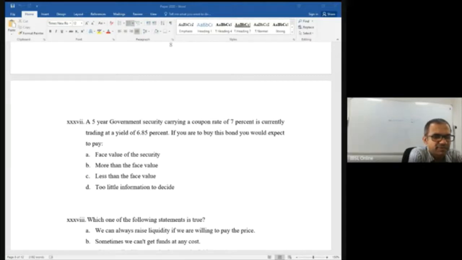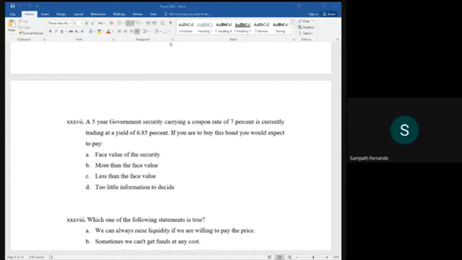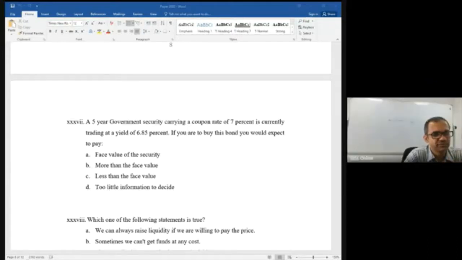It should be the case. So in this case, you pay more than the face value. If you are to buy this bond, you would expect to pay more than the face value. If the yield is higher than the coupon, then it's at a discount. If the yield equals the coupon, it's at par, same as the face value. So there is no need to do any calculation to answer this question. You should know that relationship.